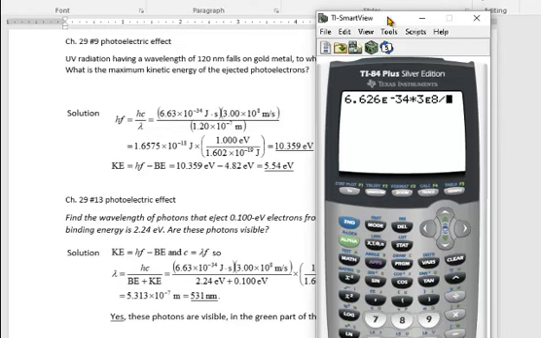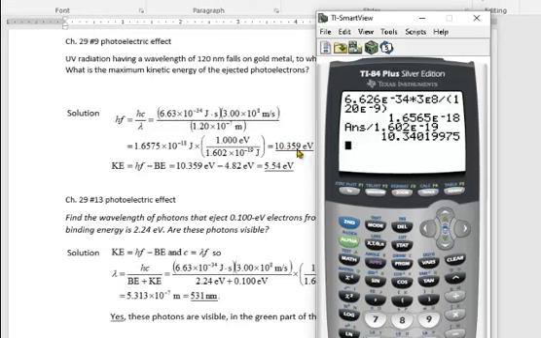Divided by the given wavelength, which is 120 nanometers. I'm going to put that in parentheses, 120, and that would be in nanometers, so I'm going to put a 10 to the negative 9 right there. Close the parentheses. That would be the energy in joules, and I divide that by the charge of the electron in order to convert that to electron volts, which is the typical unit used in atomic physics.